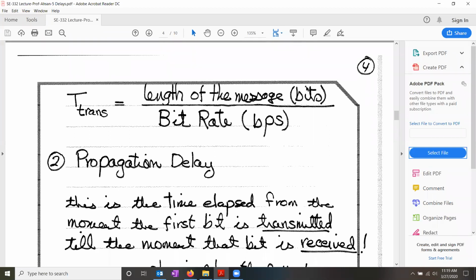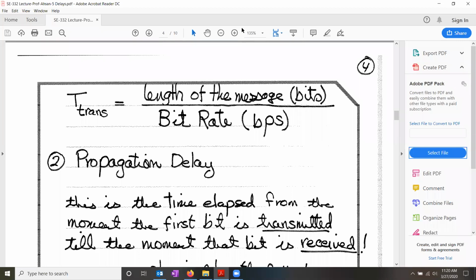Remember, if you have bits in the numerator, you must have bits per second in the denominator. Or if you are having bytes in the numerator, you should have bytes in the denominator. So it is best if you are given bytes or kilobytes, you convert them into bits. And bit rate or data rate is mostly given in bits per second. But if it is given in bytes per second, multiply it by 8 and convert it into bits per second or into bits. Okay?